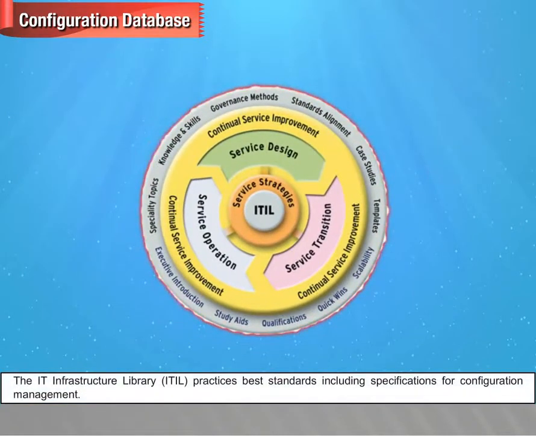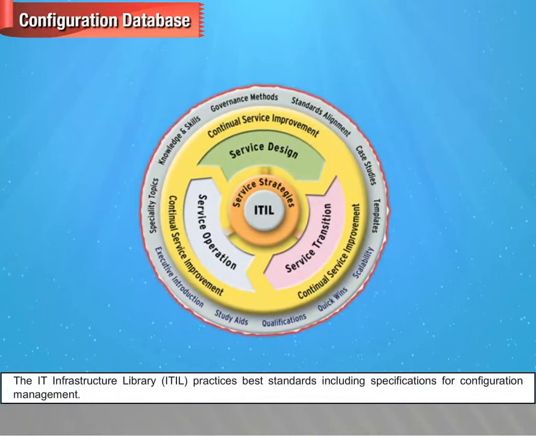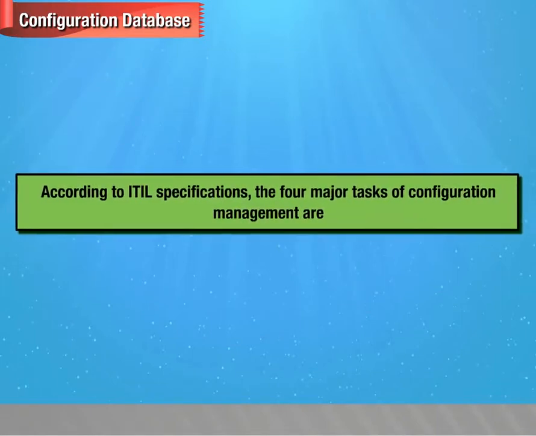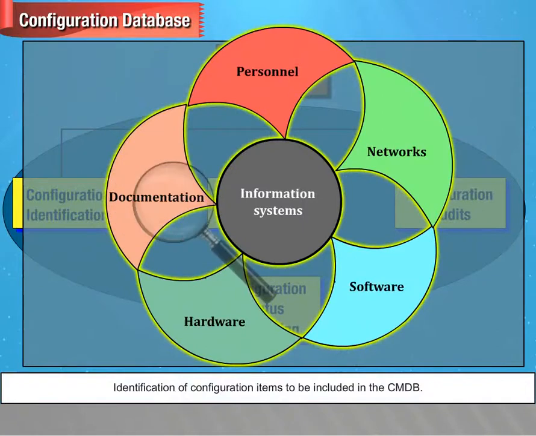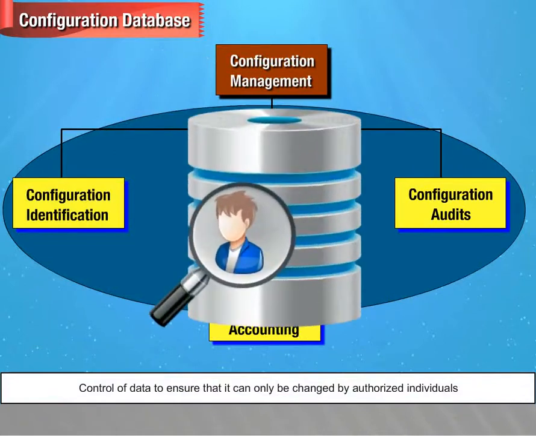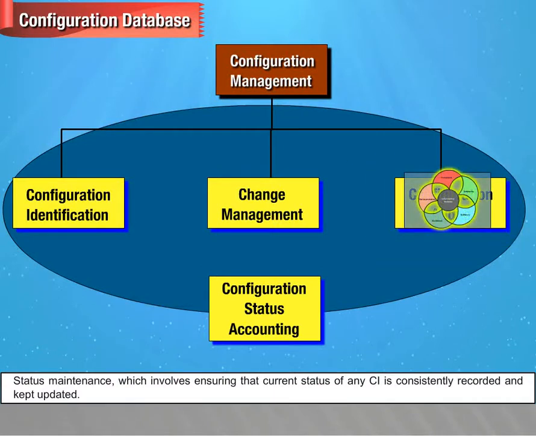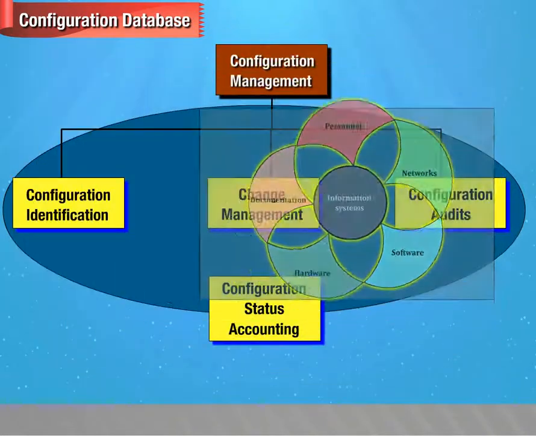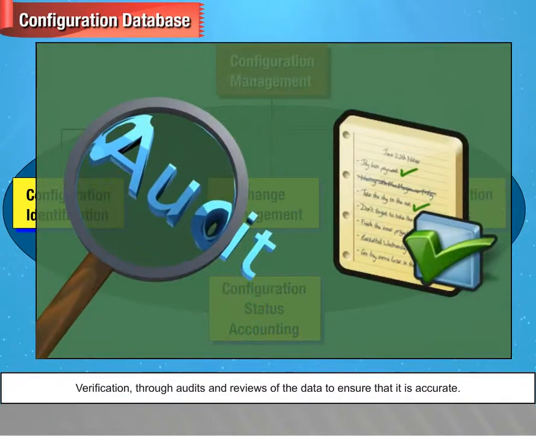The IT Infrastructure Library (ITIL) practices best standards including specifications for configuration management. According to ITIL specifications, the four major tasks of configuration management are identification of configuration items to be included in the CMDB, control of data to ensure that it can only be changed by authorized individuals, status maintenance, which involves ensuring that the current status of any CI is consistently recorded and kept updated, verification through audits and reviews of the data to ensure that it is accurate.